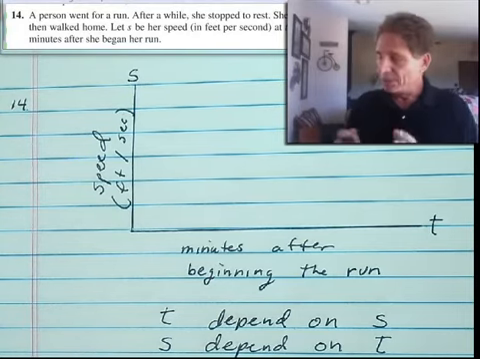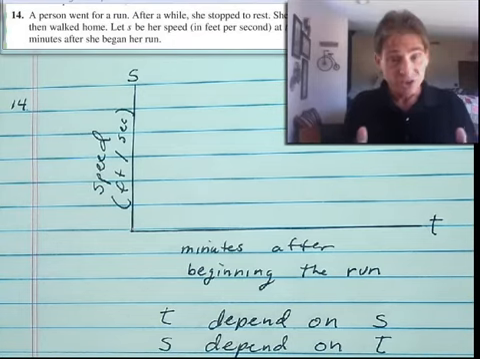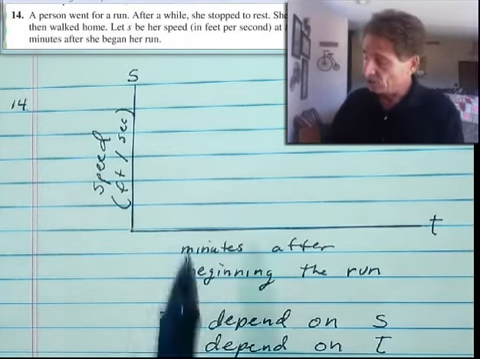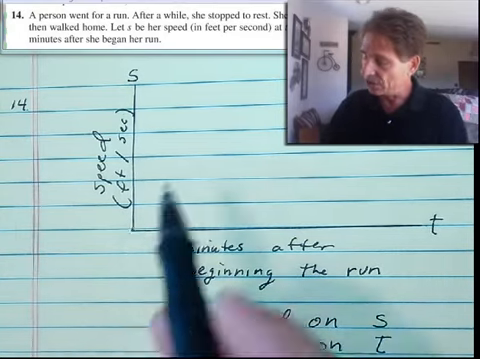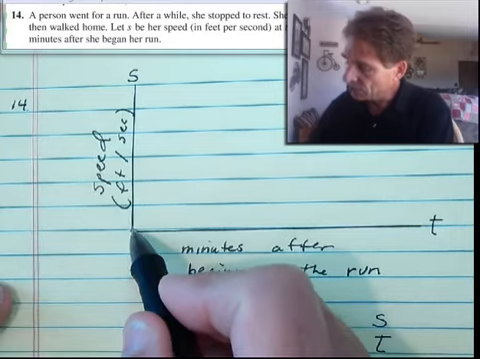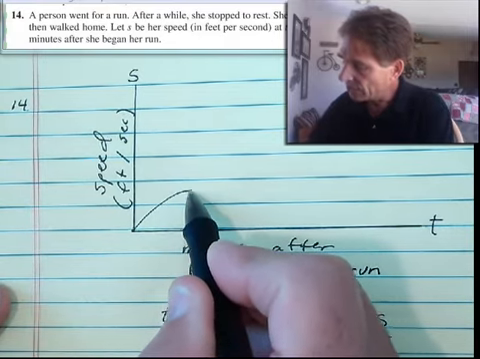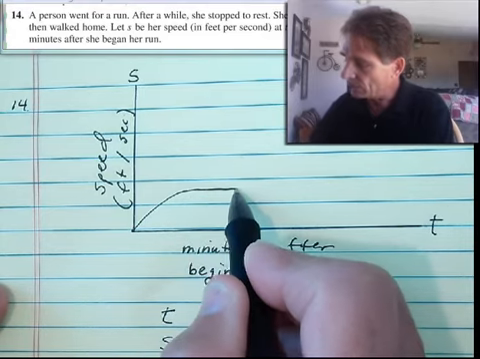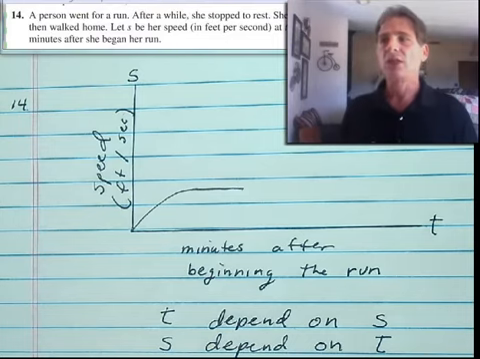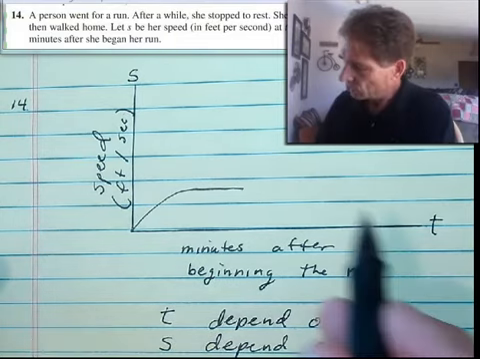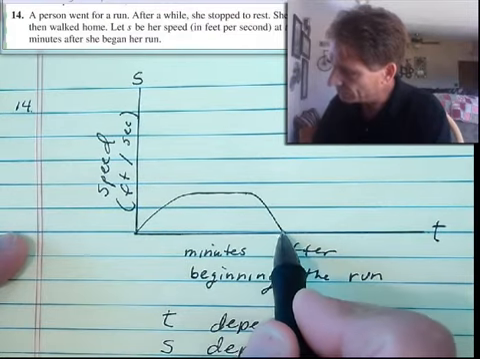If she began her run, she probably started at 0 speed. So therefore, the initial beginning of the run probably starts here. She probably starts jogging quickly and starts slowing down and goes to a steady pace for a while. Then you can see in the question, after a while, she stops to rest. So she'll slow down and come down to a speed of 0.